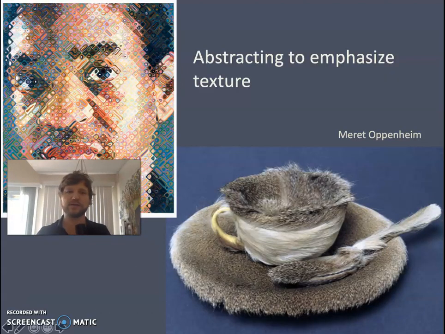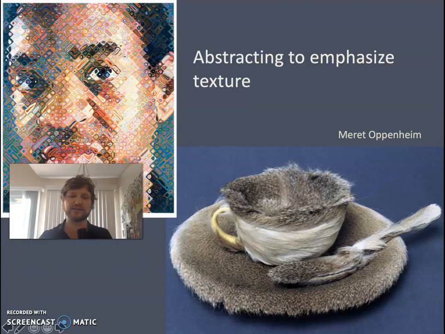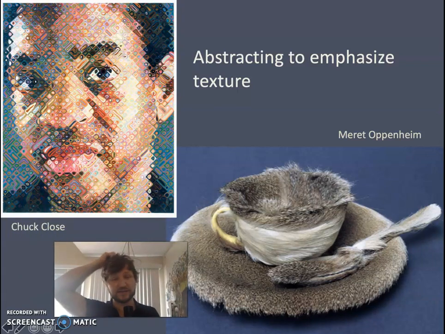Okay, so in all of these things, you can abstract to emphasize the texture. The texture could come from the thing itself, or you can add a new texture. So normally we wouldn't expect a cup and spoon to have fur on it, but that emphasizes the texture. And then this portrait by Chuck Close is the same kind of thing. It's textures that you wouldn't normally see, and that kind of calls attention to the texture.